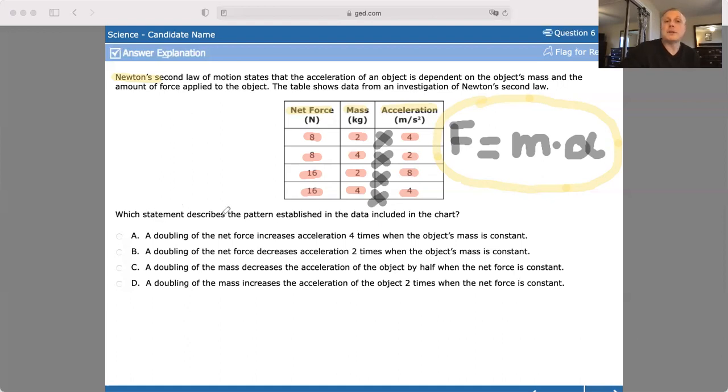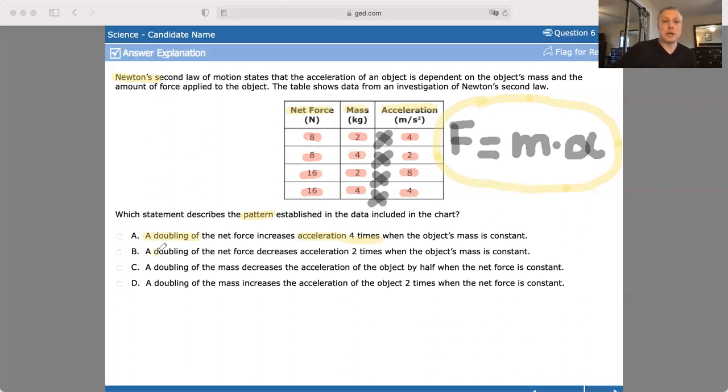It says, which statement describes the pattern established in the data? Pattern, we got it. That's exactly what we've been talking about, the patterns. So this one says, if you double the force, you increase the acceleration 4 times when the object's mass is constant. It's a little tough because if you double the force, most likely you double the acceleration. Whatever the force is, that's what happens to the motion.